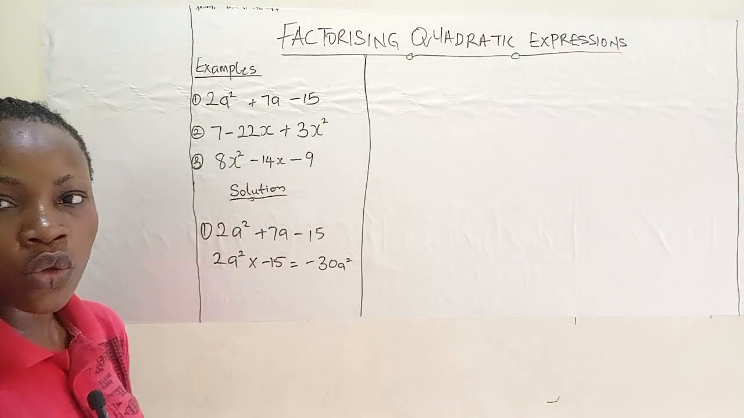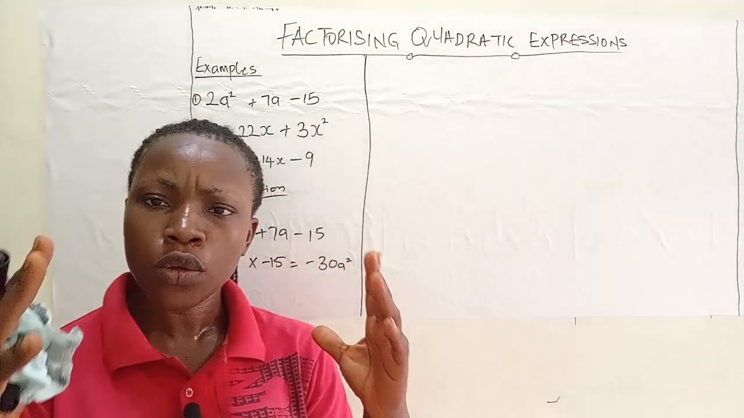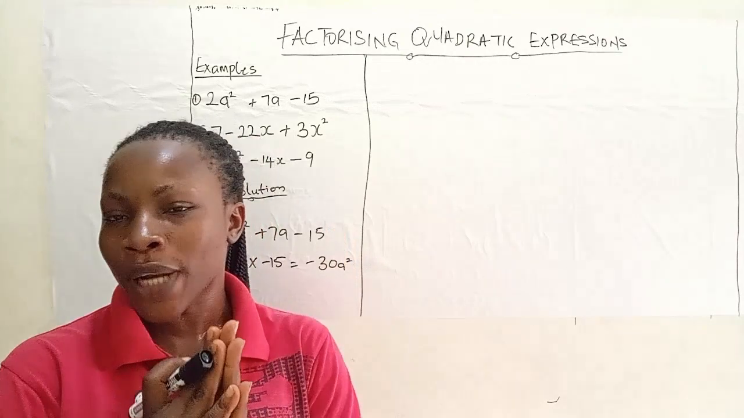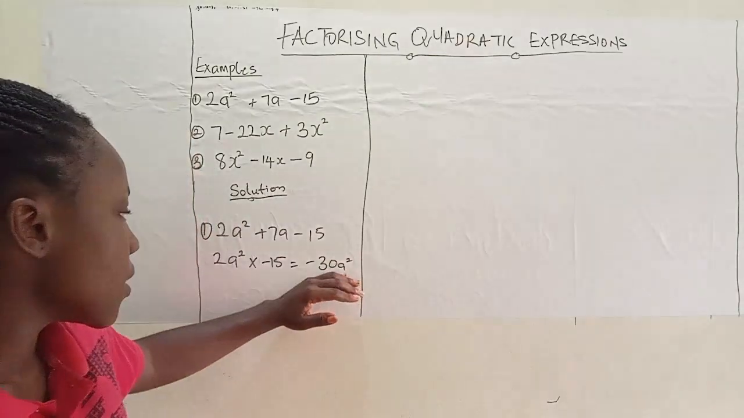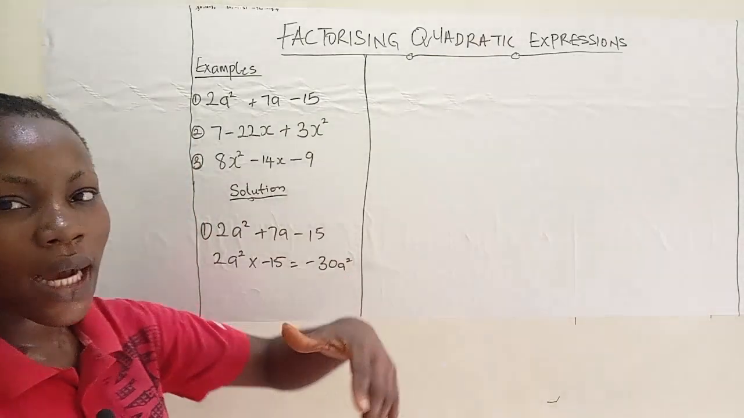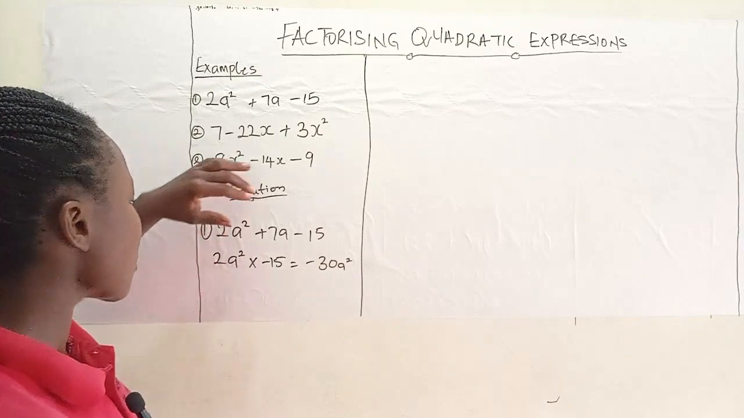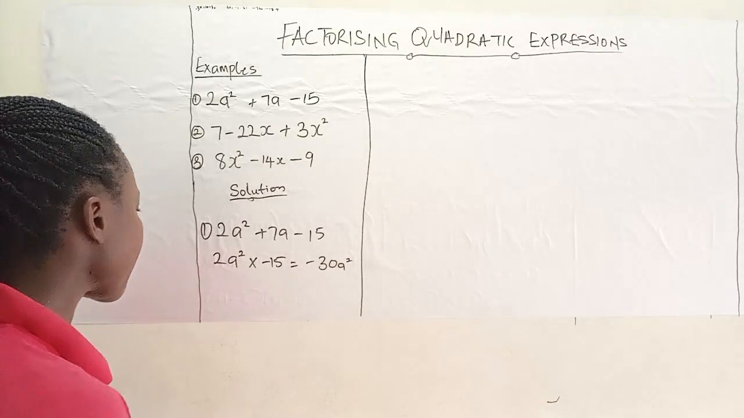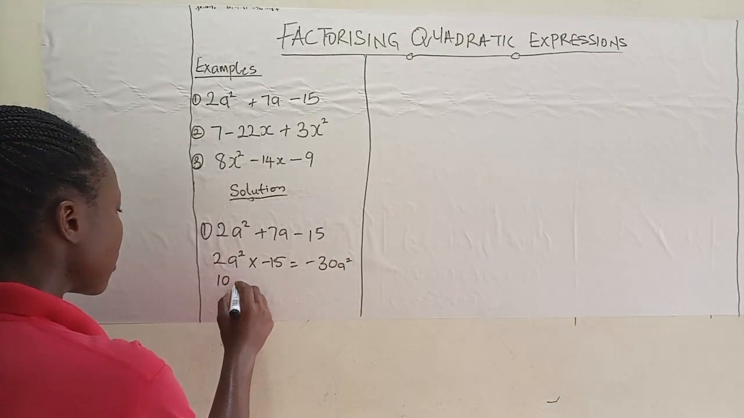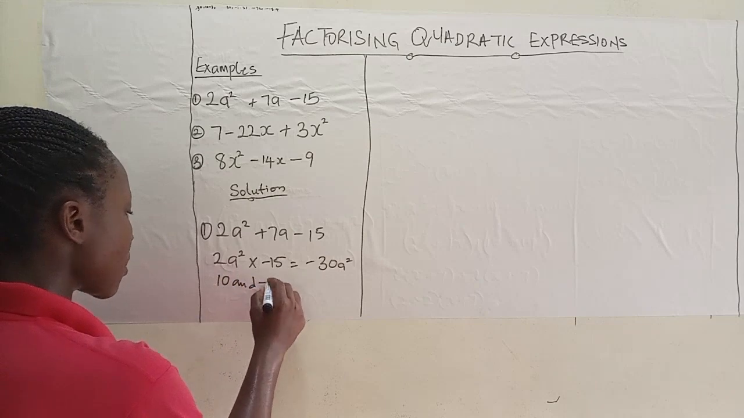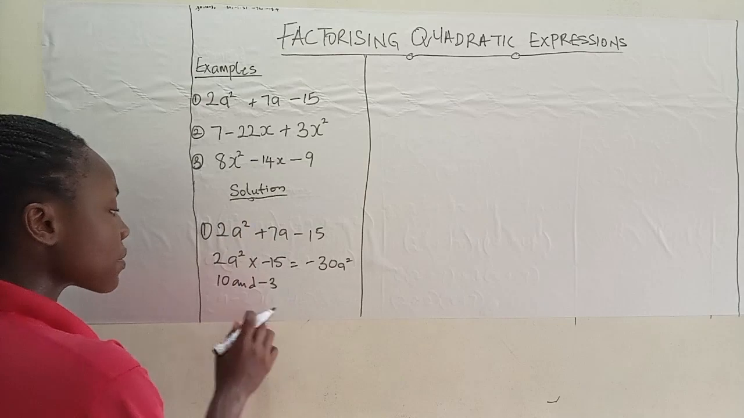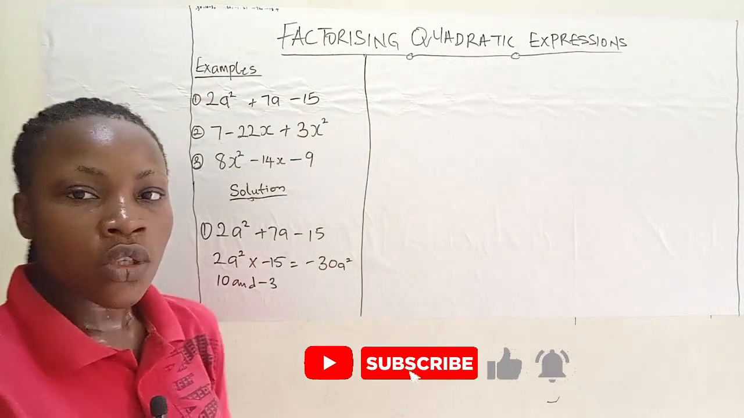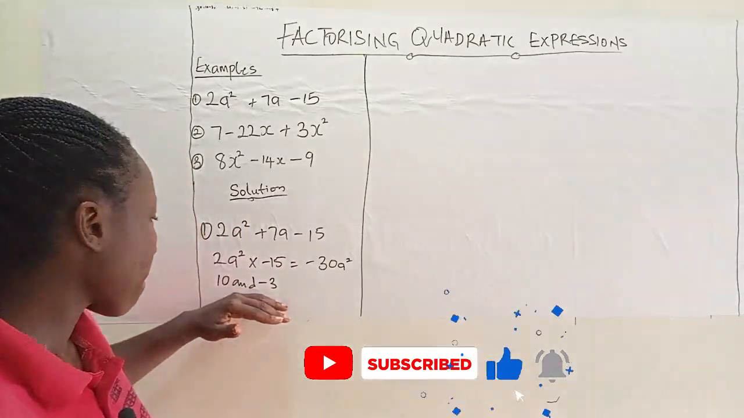So what we are to do next is to think of two factors that once we multiply them, give us this, and once we add them, give us this middle number. And the two numbers are 10 and minus 3. So now we have gotten the numbers.